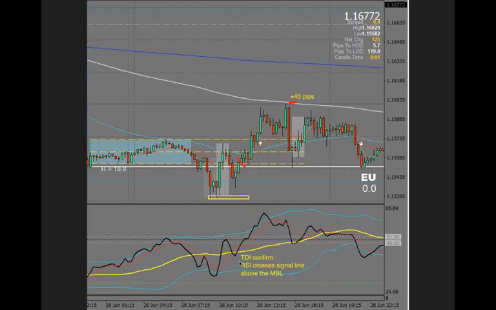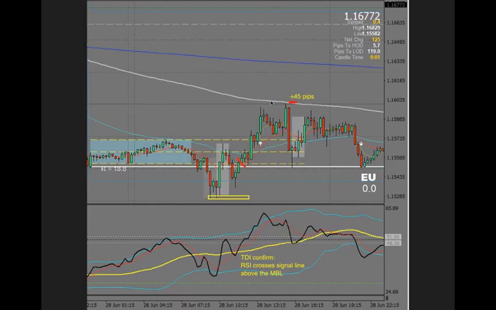Okay, TDI confirms: RSI crosses above the signal line, above the market baseline, and we are off and away. Our stop loss, I didn't mark it on this chart, but it would have been about 20 pips down below at this point. And you can see here if we held up to this line, 45 pips, easily a little bit more than a 2-to-1 risk reward profit trade there.